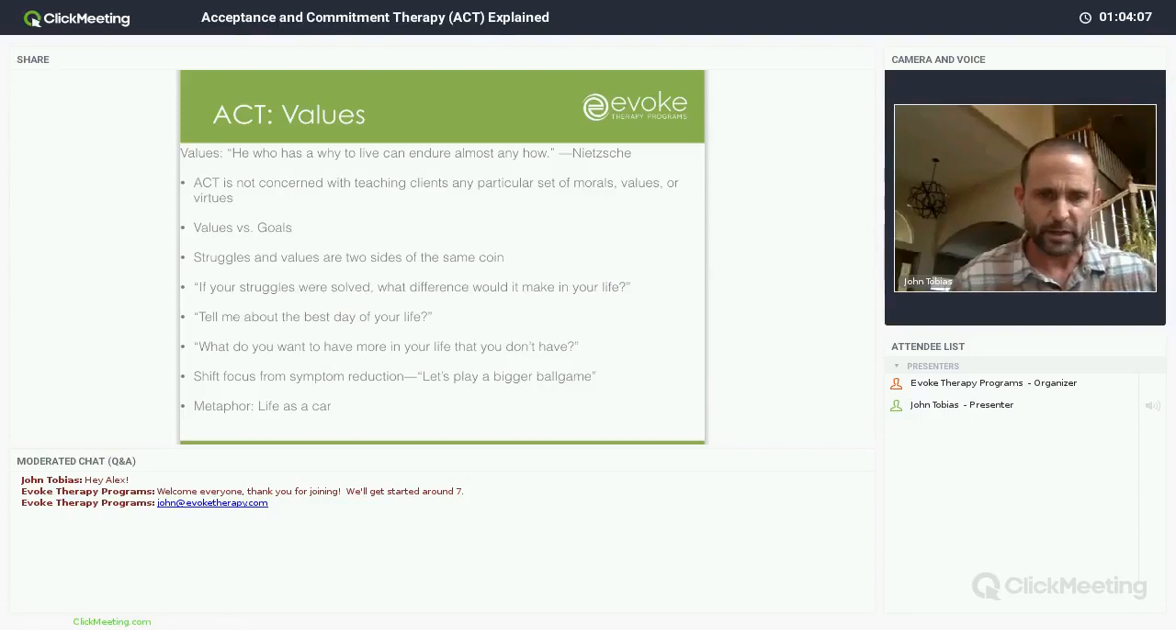The last bullet point on this page, life as a car. I don't remember where I got this one from either, but I'll talk to clients about, let's imagine your life is a car. And the implicit assumption that you have right now, it seems to me, is that feelings drive your car. Feelings are the fuel for your car.